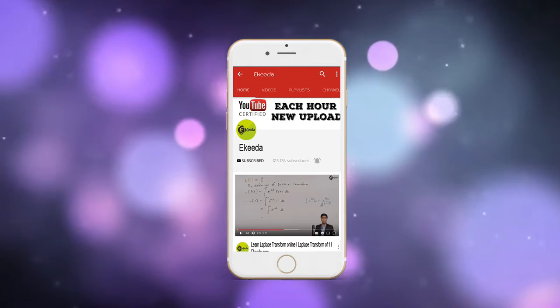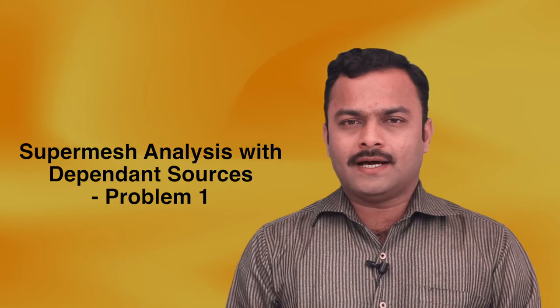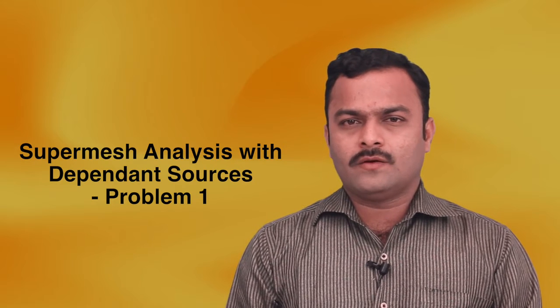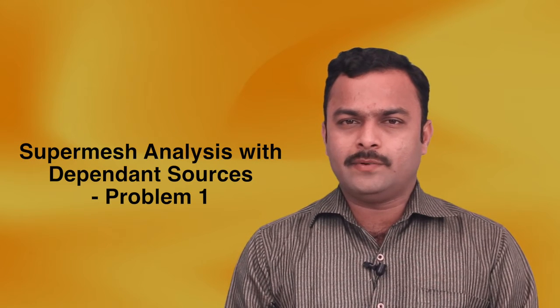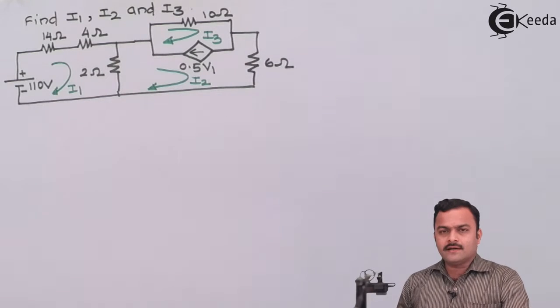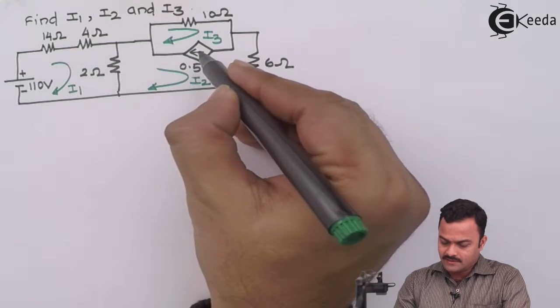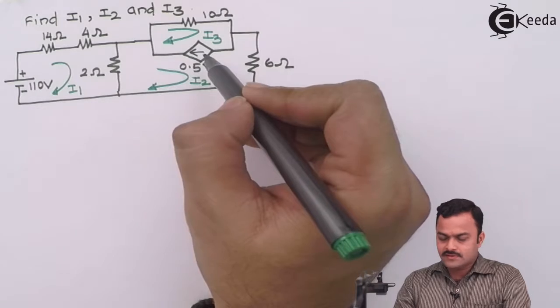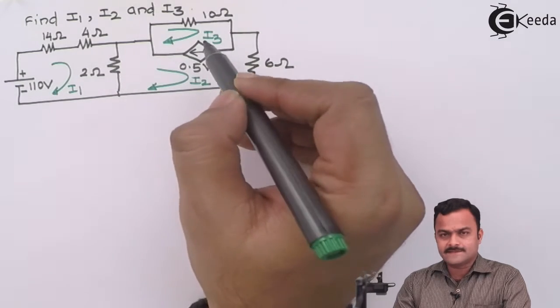and advanced videos. In this video, we are going to see how to apply mesh analysis technique whenever a current source is present between two meshes and the circuit consists of a combination of dependent and independent sources. So here is the problem where you have to get the mesh currents I1, I2, I3. The speciality of the problem is that we are having a current source which is a dependent source, but it is common between these two meshes.